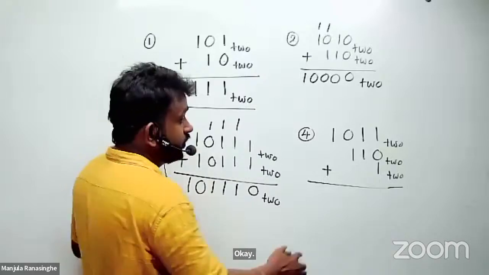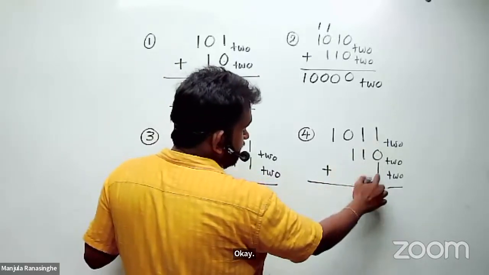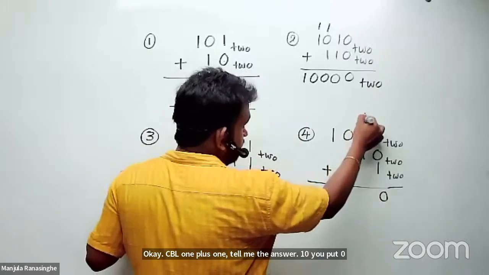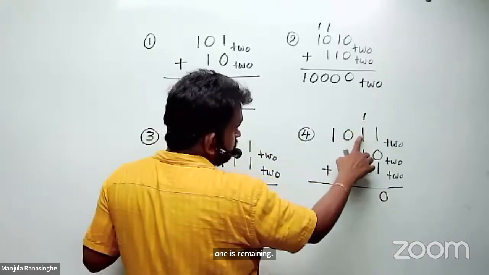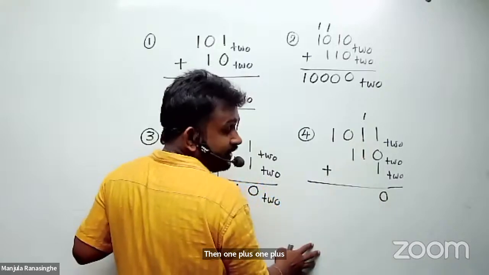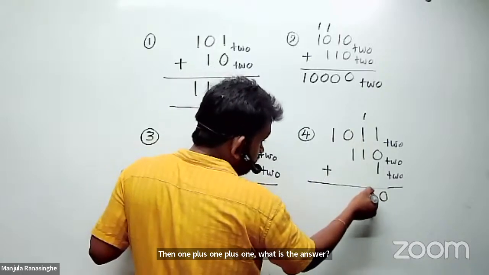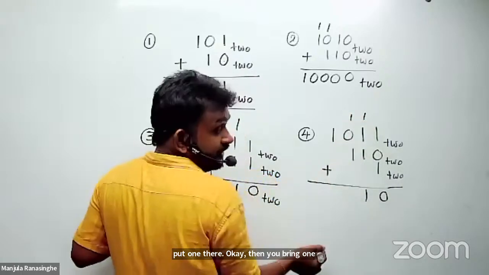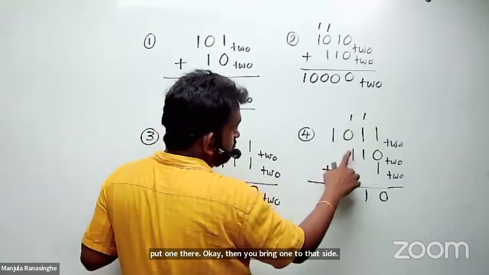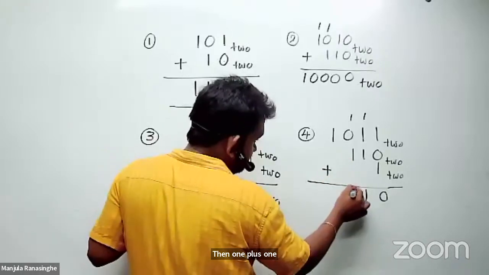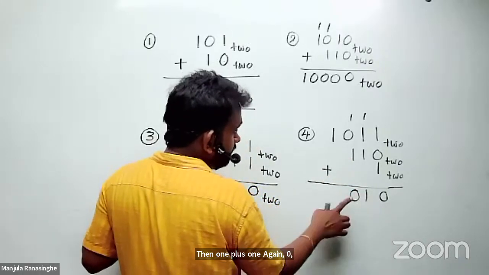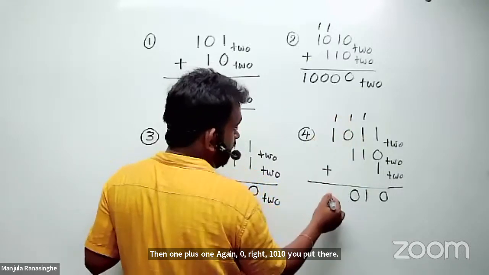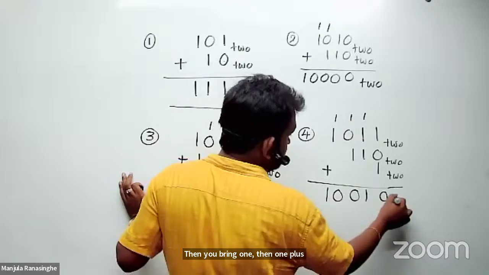See there. 1 plus 1. Tell me the answer. 10. You put 0. 1 is remaining. Then 1 plus 1 plus 1. What is the answer? 11. You put 1 there. Then you bring 1 to that side. Then 1 plus 1, again 10. Then 0 you put there. Then you bring 1, then 1 plus 1, 10. You can put 1, 0 together, base 2.